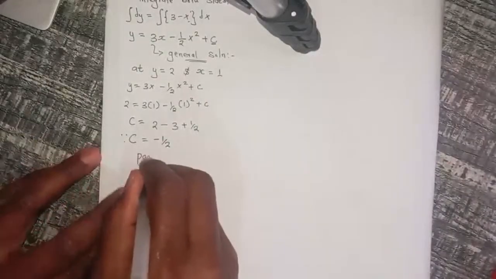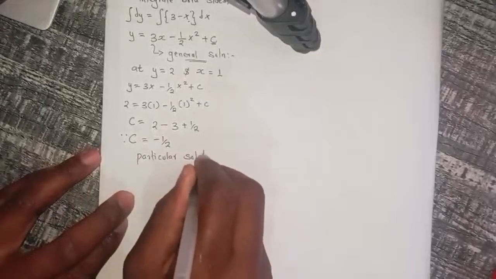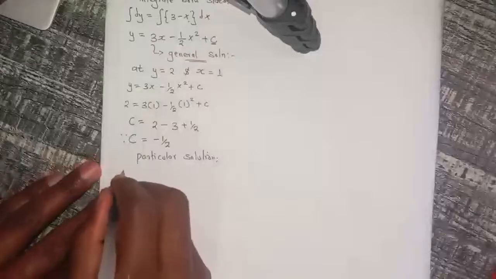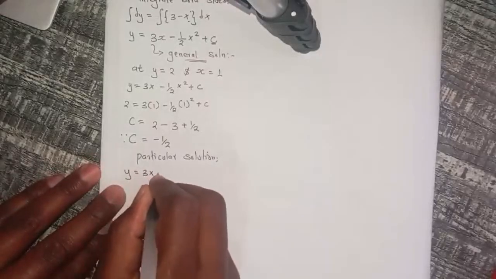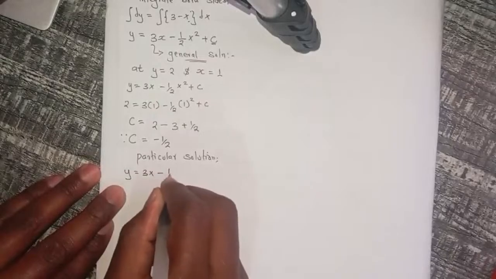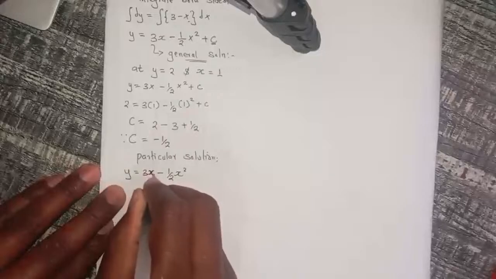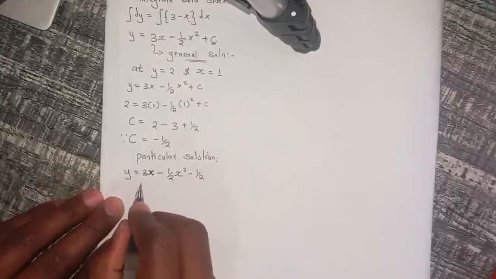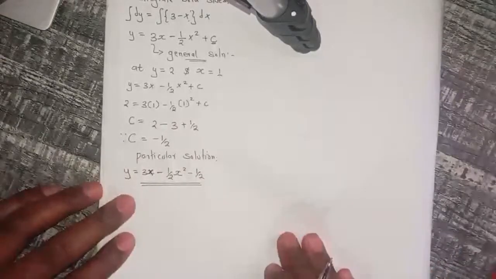Therefore, particular solution becomes y equals to 3x minus half x square minus half. So this is our PS, that is our particular solution.